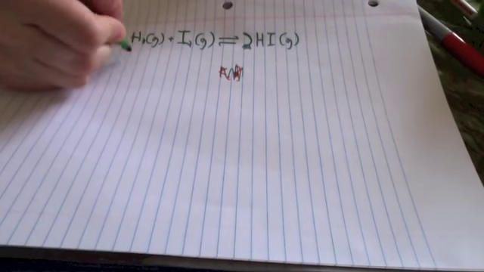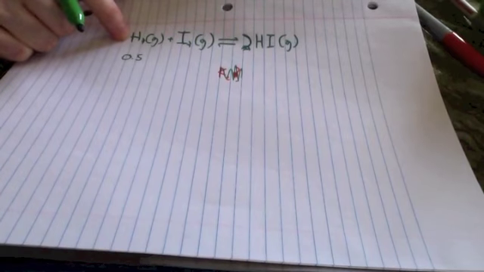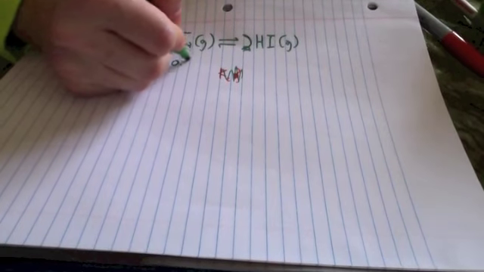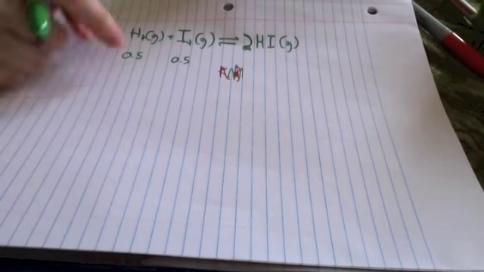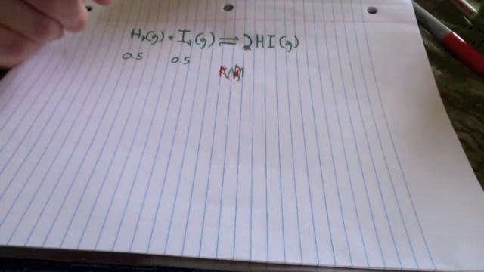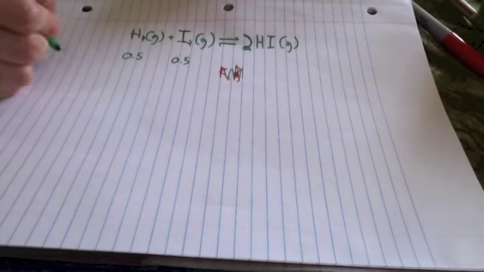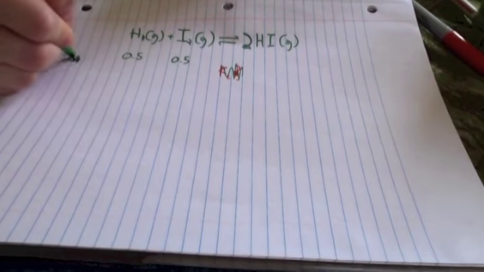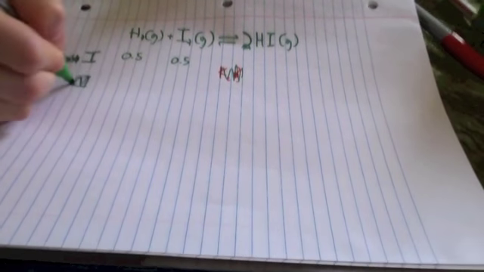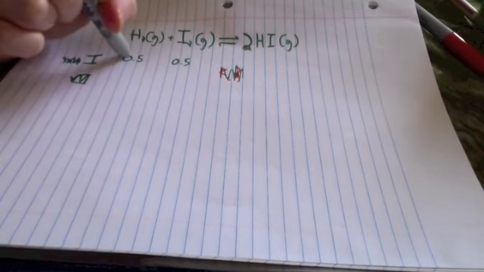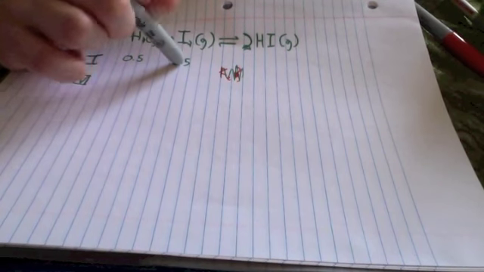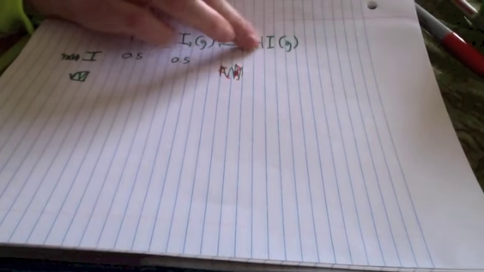So here's our reaction, and they're telling us that we have a half of a mole of hydrogen gas and a half of a mole of iodine gas. And it's in a 1 liter flask, so it's basically 0.5 molarity, 0.5 molarity. They said this was placed with this, right? So I'm going to assume that these are initial concentrations. I'm going to assume that I have initial concentrations of 0.5 molarity, 0.5 molarity, and they didn't give me an amount to start with for product.